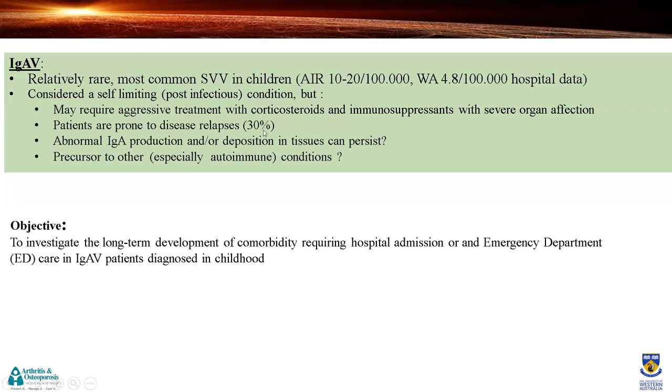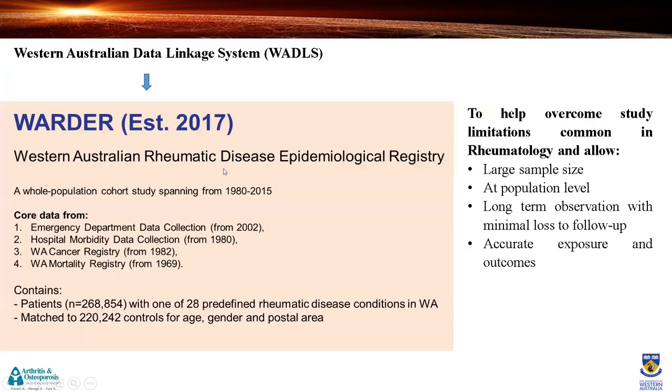We know that about a third of patients will experience a relapse in the first few years of the disease. What is unknown is whether the abnormal IgA production is a one-off thing or it may actually be a chronic thing that leads to abnormal IgA deposition in tissues over time. And given its immune background, there's no clear data whether this predisposes patients to develop other autoimmune conditions. So we investigated, based on the above, the long-term comorbidity in patients with IgA vasculitis diagnosed in Western Australia.